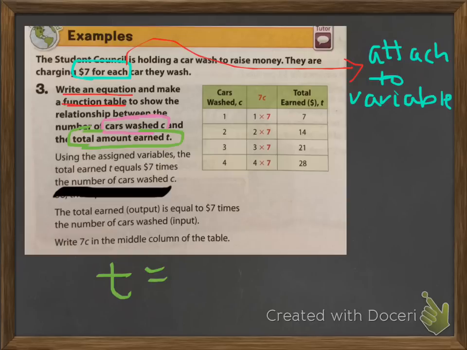Remember we said that that's 7 because it said $7 each is usually attached to the variable. So it's going to be 7, and then the number of cars washed is C. So our equation is T equals 7C, which is what we got. Then it says the total earned output is equal to 7 times the number of cars washed input. So to make the table, you would just put in the 7C right here, then you would plug in 1, and then you would get 7, 2, and 14, and so on.